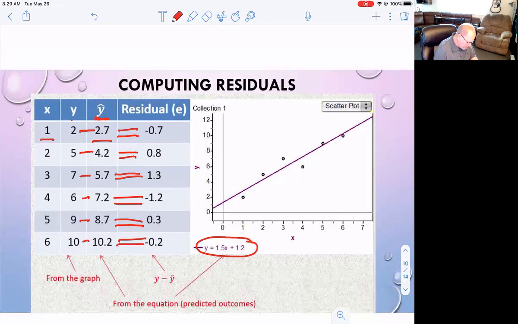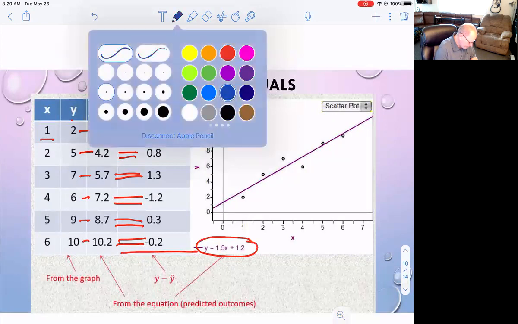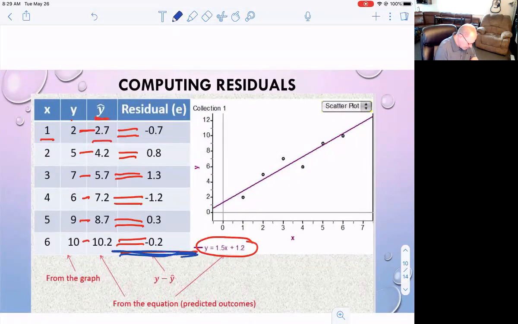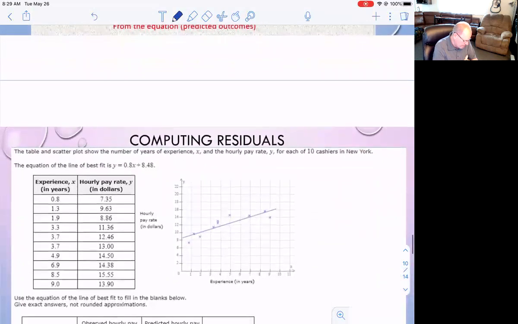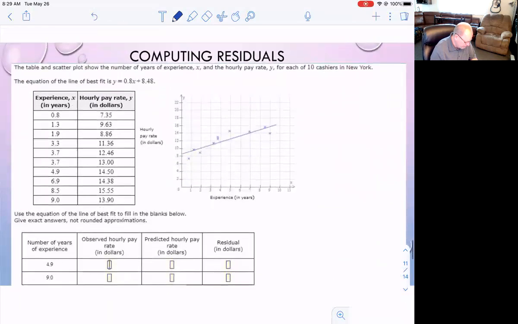And if you add up all of the residuals in a scatter plot, the sum should equal 0, because your line of best fit should be exactly centered between all those points. So, and we call it a regression line when it is. So let's compute a few residuals. So here they've asked us for 4.9, and they've asked us for 9.0.